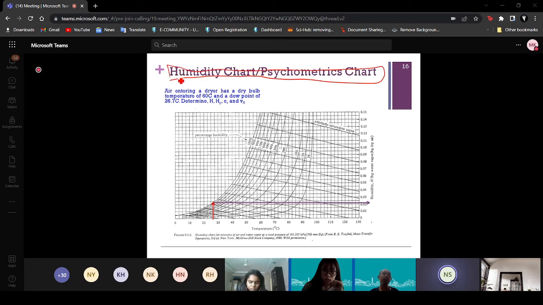Today what we're going to do is learn how to read this humidity chart and how to find certain parameters. For example, the humidity, the T wet bulb, the dry bulb temperature, the percentage humidity. So a few things that you can get from this humidity chart. All right, and after that, I'm going to go back to the calculation involving the convection.